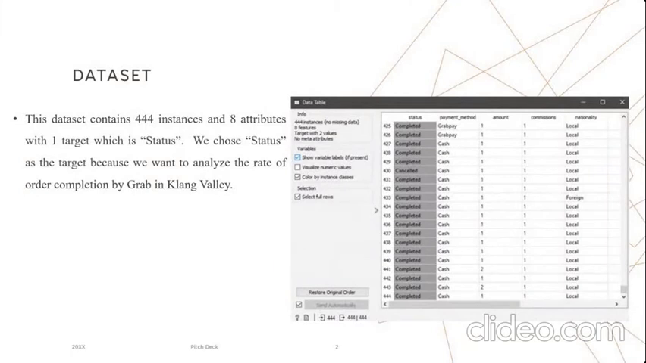So this dataset contains 444 instances and also 8 attributes with one target, which is status. We chose status as a target because we want to analyze the rate of order completion by Grab in Klang Valley.